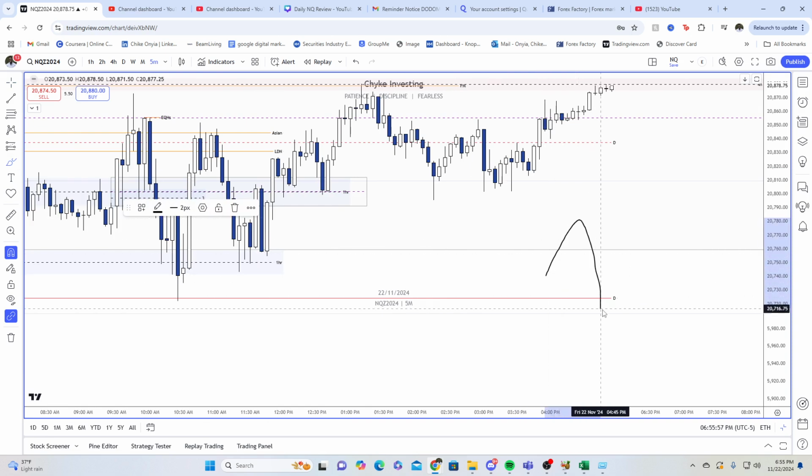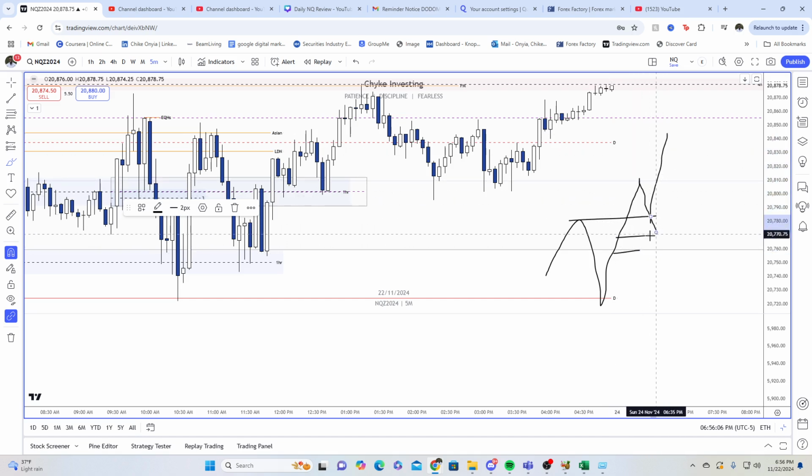22 model: high, low, higher high, break of market structure. A fair value gap needs to be present. Price returns back down to a PD array, then goes higher. Ideally, that PD array is going to be the fair value gap. And then we go higher.